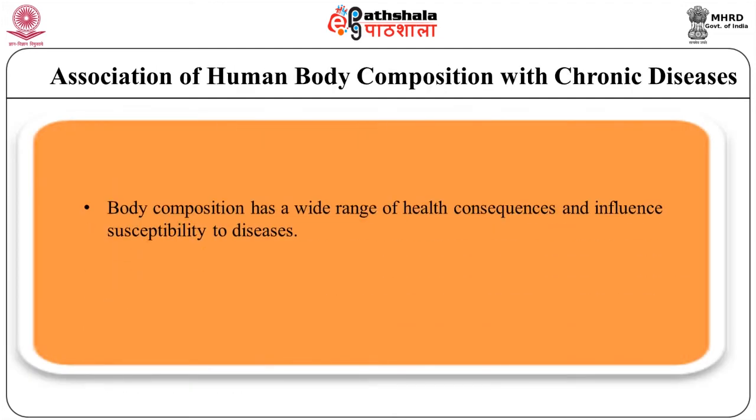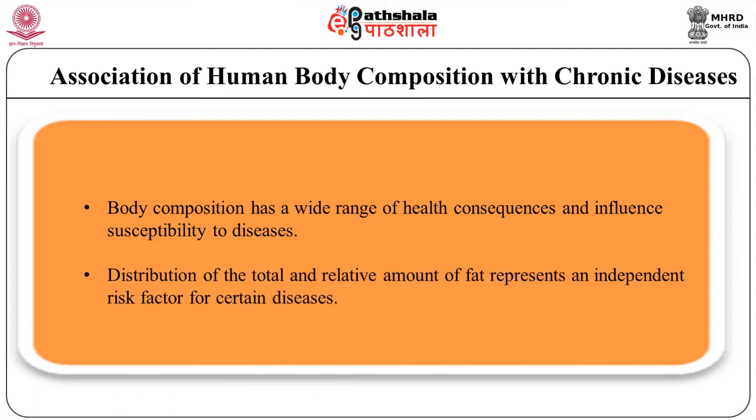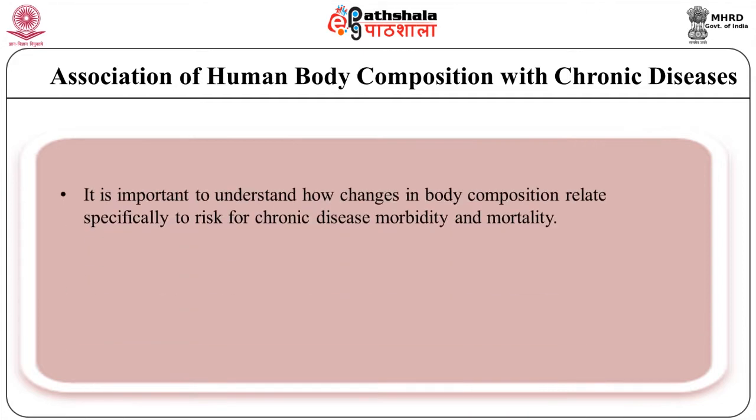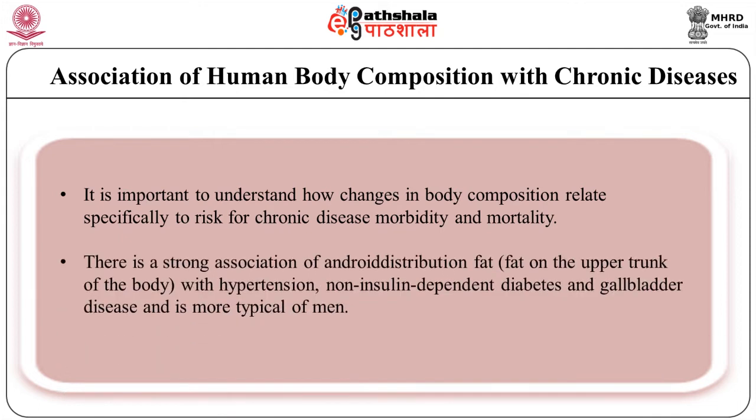Now, association of human body composition with chronic diseases. Body composition has a wide range of health consequences and influences susceptibility to disease. Distribution of total and relative amount of fat represents an independent risk factor for certain diseases. It is important to understand how changes in body composition relate specifically to risk for chronic disease, morbidity, and mortality. There is a strong association of android distribution of fat on the upper trunk of the body with hypertension, non-insulin dependent diabetes, and gallbladder disease. And this type of distribution is more typical of men.